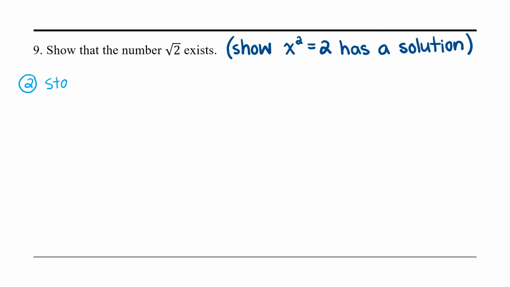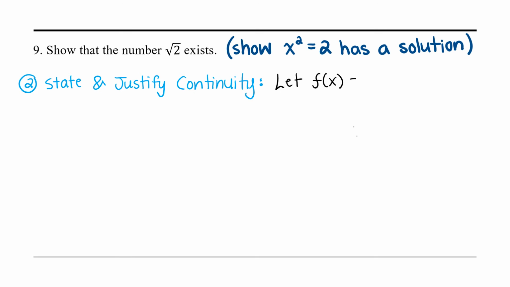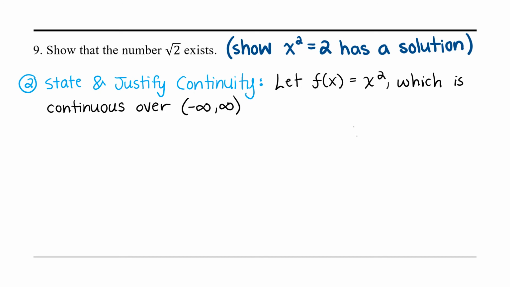Now to state and justify continuity. So let f of x equal x squared, which is continuous over the interval from negative infinity to infinity, because it is a polynomial. You could also say it's a quadratic function, but polynomial works.